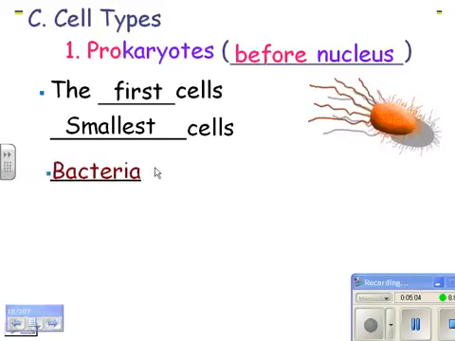They are bacteria. There are two types of these. So there are eubacteria, and there are archaebacteria.